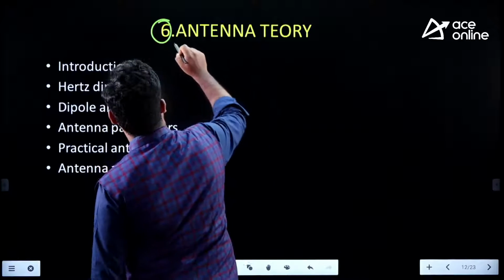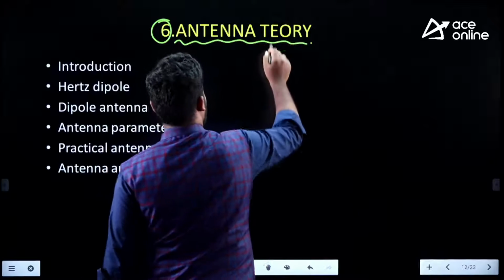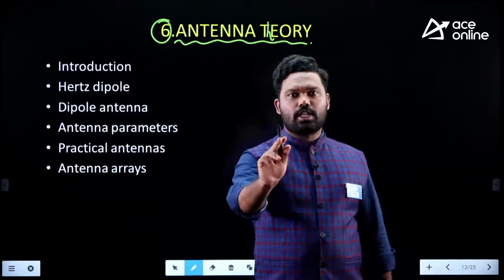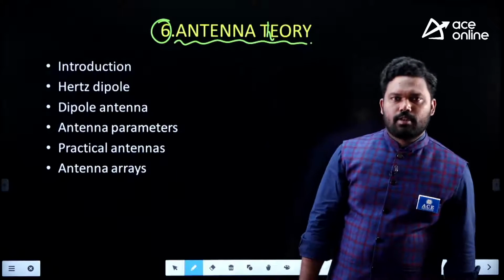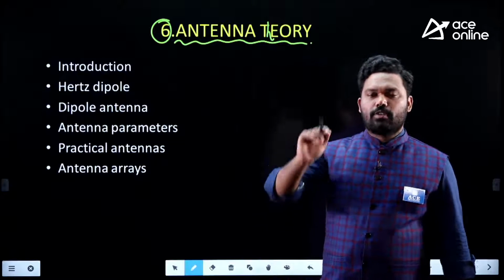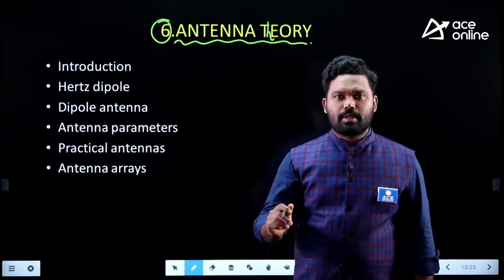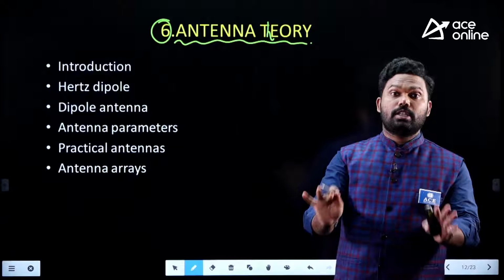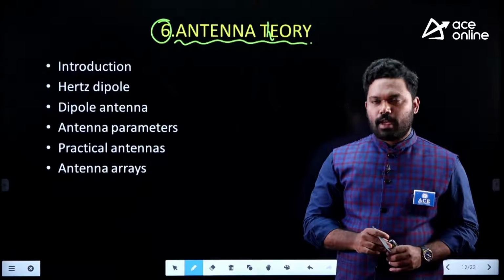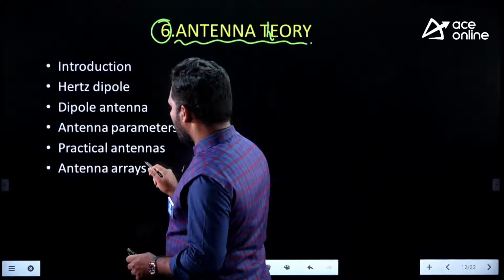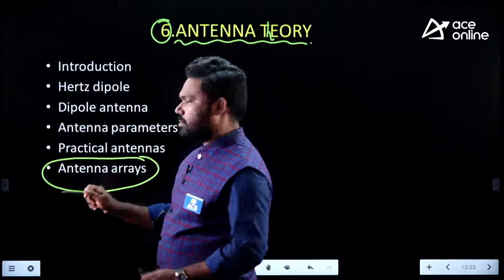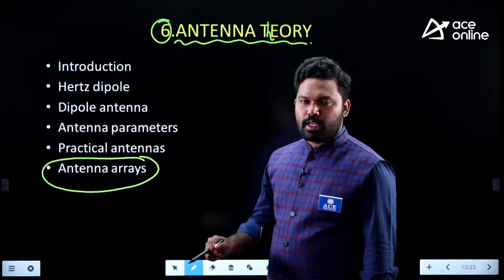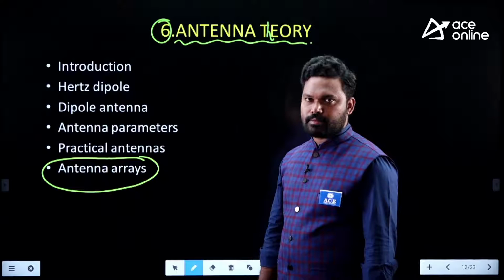Most of the students are not comfortable with the antenna theory. The only reason is they do not follow the notations properly. I'll repeat my words. They do not follow the notations properly from the antenna theory. That is the reason why they are not comfortable, especially with the angle notations. One of the most important things, you can check the past 5 years papers, you will find one question on antenna arrays, especially the two element array.